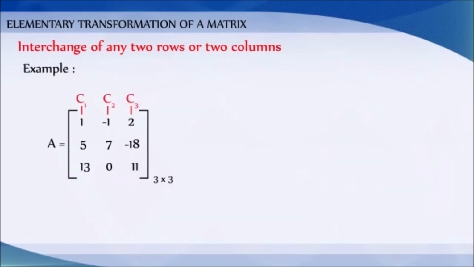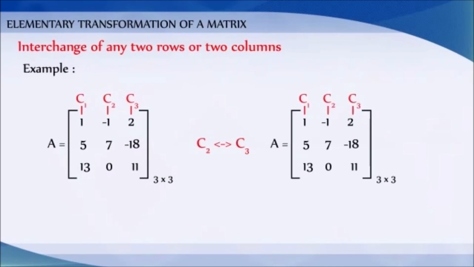Now, applying the transformation C2 to C3 for the matrix A, we get 1, 5, 13 as the first column, 2, minus 18, 11 as the second column, and minus 1, 7, 0 as the third column.